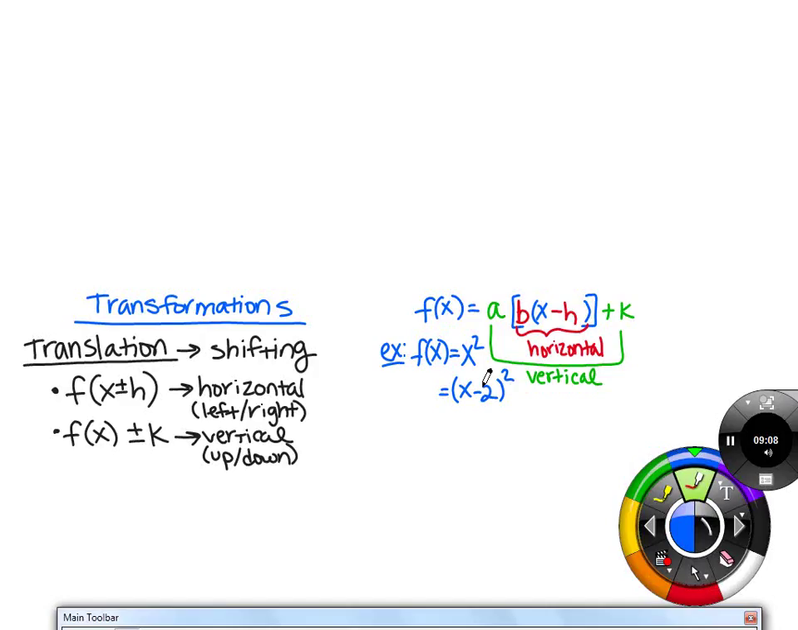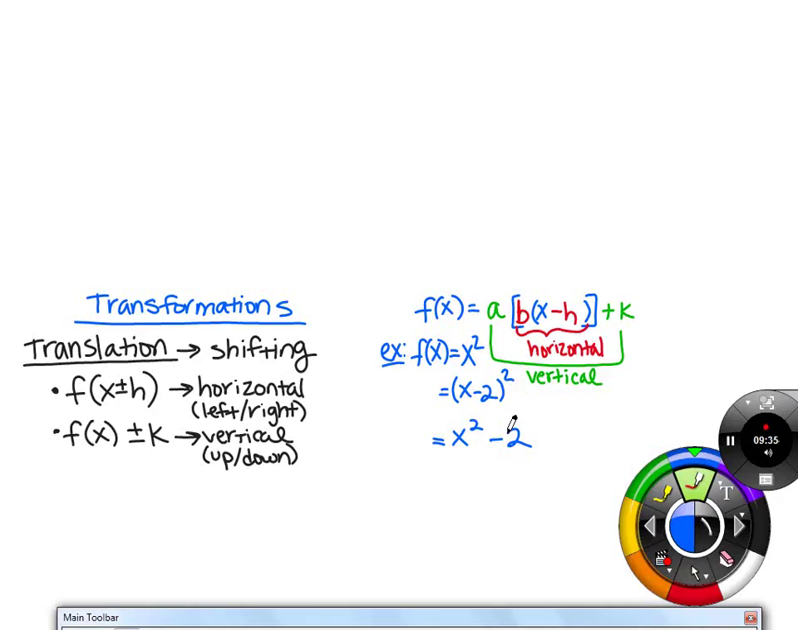Think about how h works. Minus 2 inside will shift our graph 2 to the right. If we wanted a vertical change, rather than putting the minus 2 inside the squaring, we would have still had the x squared, and after the squaring was done, we would have then subtracted 2. What kind of change is this going to cause? A shift down 2.